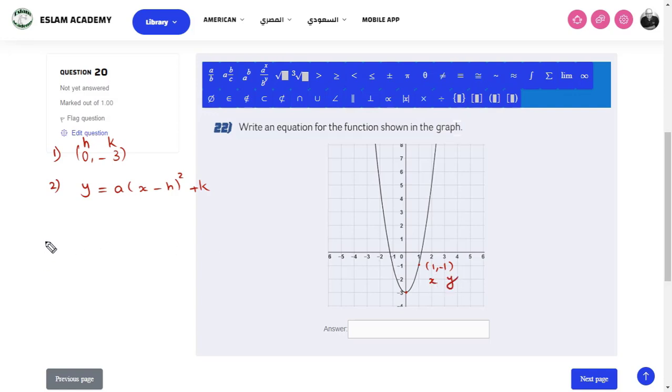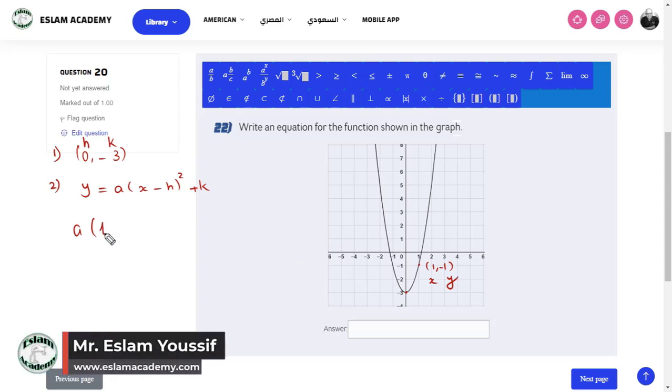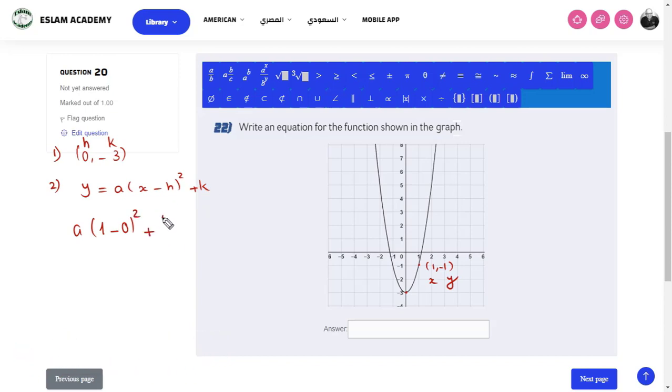Now by substitution: a multiplied by (x, which is represented by 1, minus h, which equals 0) all to the power 2, plus k, which equals -3. All of that equals y, which is represented by -1. 1 minus 0 equals 1, to the power 2 equals 1. So a plus -3 means a minus 3 equals -1.